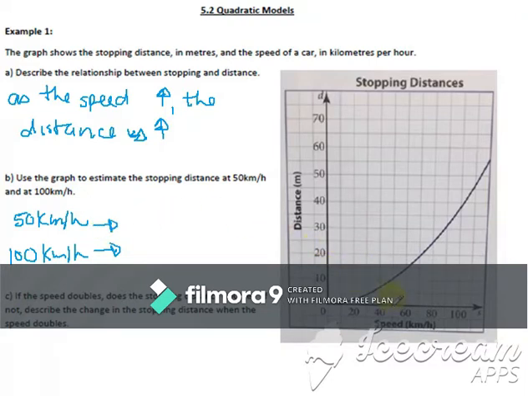Okay. So at 50, we want to locate 50. So this is 40, this is 60. So between it would be 50. So this is interpolation. You need 10 meters to stop. Distance. 10 meters of distance to stop if you're driving at 50 kilometers an hour, and then 100 kilometers an hour.